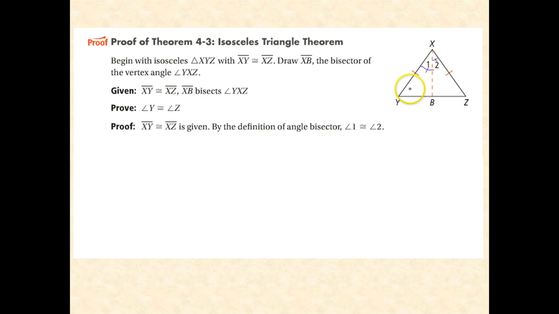So do we have any cool postulates for triangle congruence that we're close to? We've got a side and an angle congruent to a side and an angle. If only this angle was in between two congruent sides. Wait a tick. XB is congruent to itself, isn't it? By the reflexive property of congruence, XB is congruent to itself.